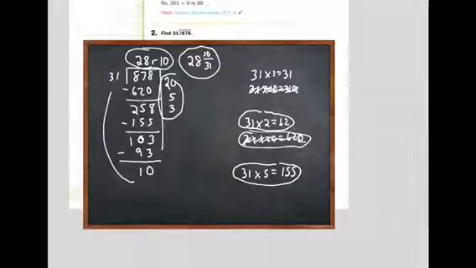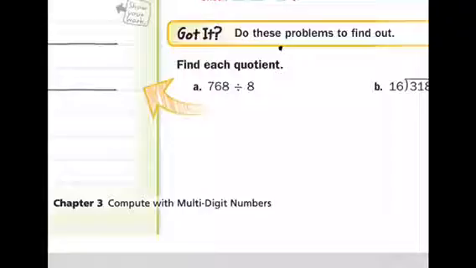So there are the two examples. One was a 1-digit number, one was a 2-digit number using partial quotient. So we're going to go down and we're going to look at some of the practice problems.